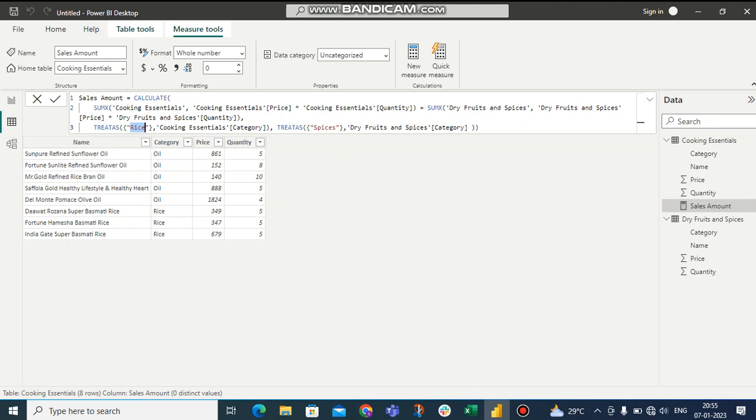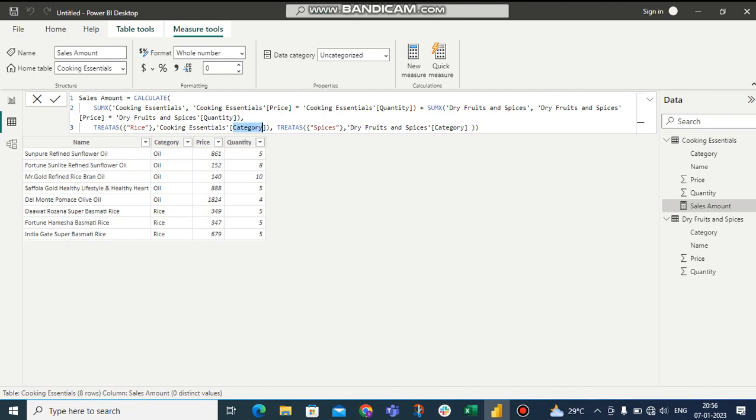So if I use the TREATAS function, what is TREATAS doing? TREATAS is used to filter out values from tables with no relationship. If two tables have no relationship, the TREATAS function filters the expressions between the columns. From the first table I want rice values, from the cooking essentials table, from the category, filtering out.